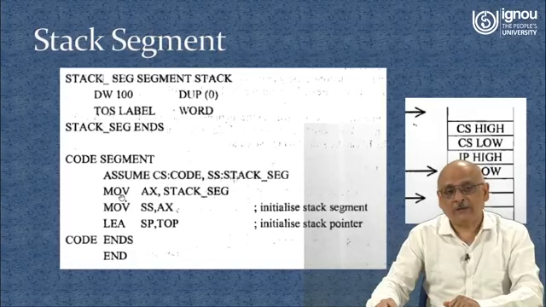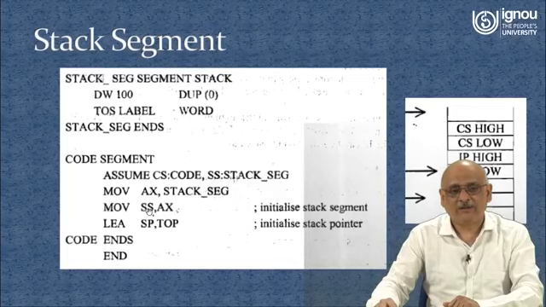So what you are doing here is moving the address of the stack segment into the AX register, and then you move that into the SS register. That is, the address of basically the top 16 bits will be loaded and stored in the SS register, the stack segment register.